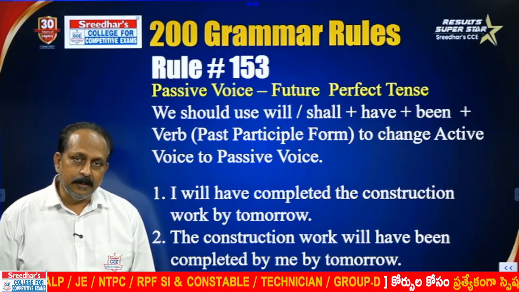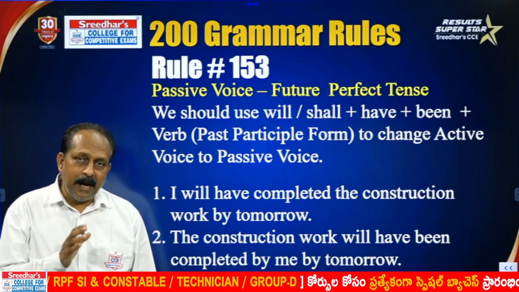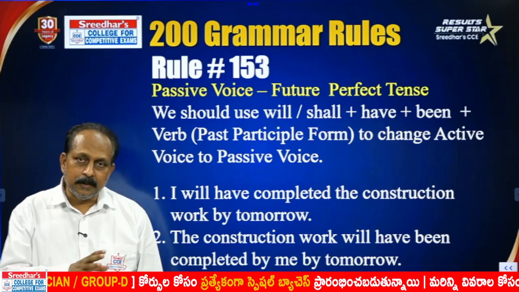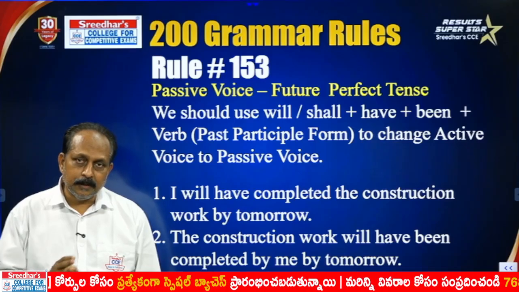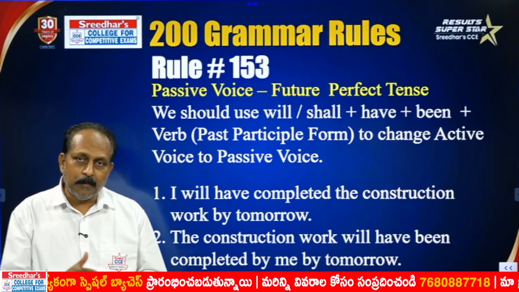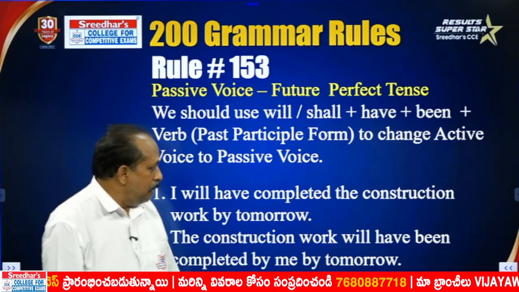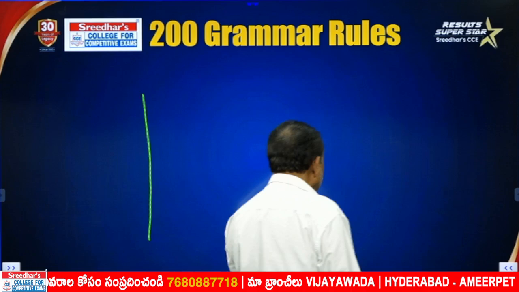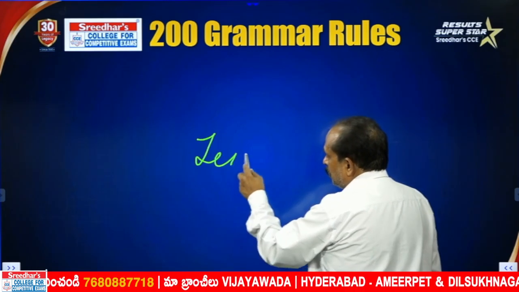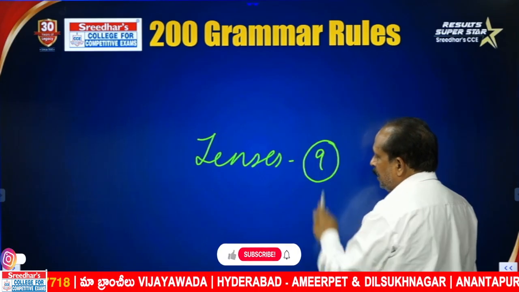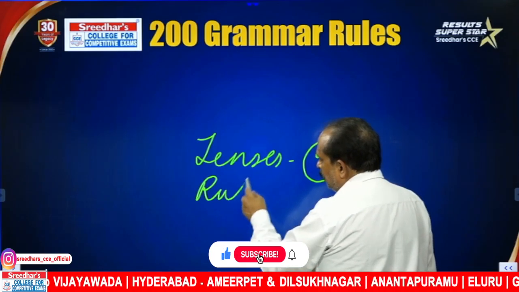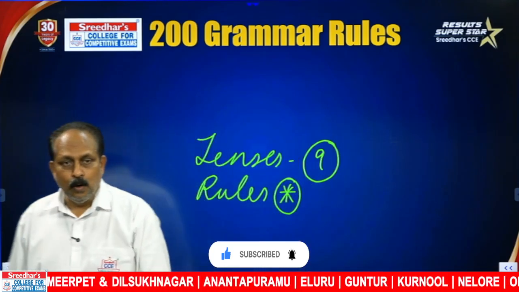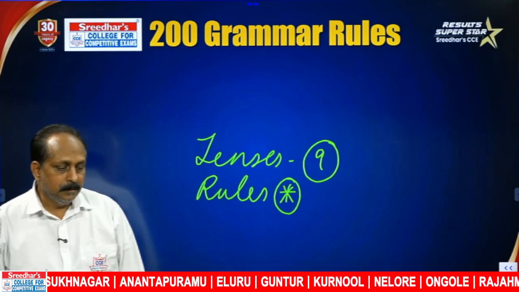Of the 12 tenses, you should learn how to change 9 tenses from active voice to passive voice. 9 tenses: basic tenses 6 in number, 3 perfect tenses. 6 plus 3, 9. How to change from active voice to passive voice, and this is one dimension. There are 2 dimensions. What is the first dimension? How to change tenses. How many tenses? 9 tenses. What is the second dimension? Rules.